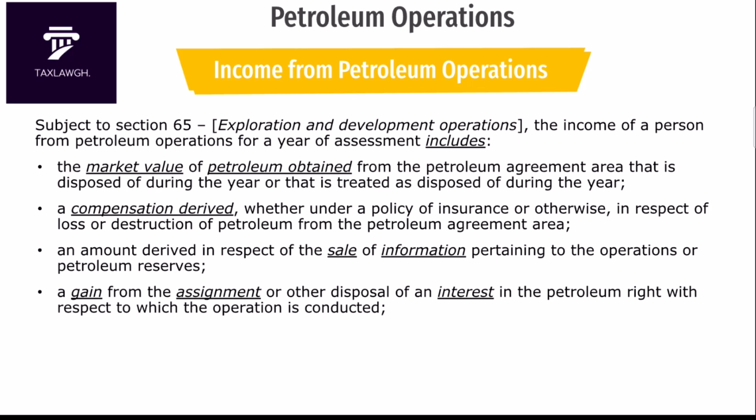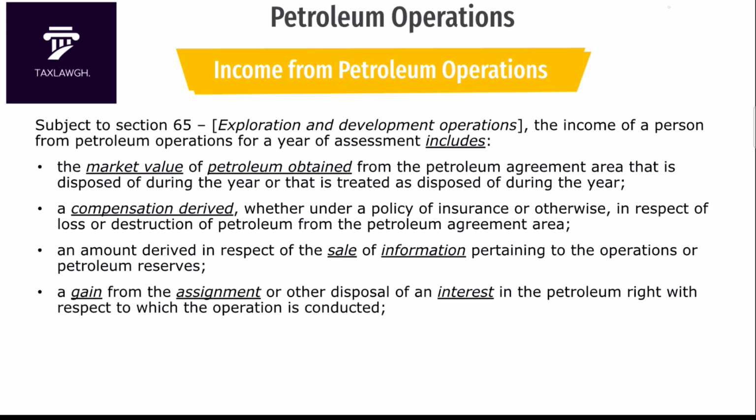If you sell a part of your interest, so let's say you have a 20% interest in a certain oil block in Ghana, and you sell 5% of that 20% interest to someone else, any gain you make from assigning, that's the technical term, or selling your interest in a petroleum operation to someone else, that gain you made is also an income from petroleum operations and must be added in determining your petroleum income for the year of assessment in question. So you can see here that it's not just the oil you sell, but there are so many other things that go into deciding what will be part of your income from petroleum operations.